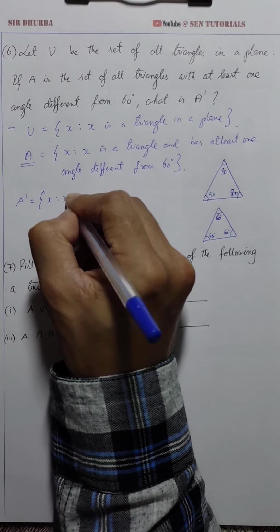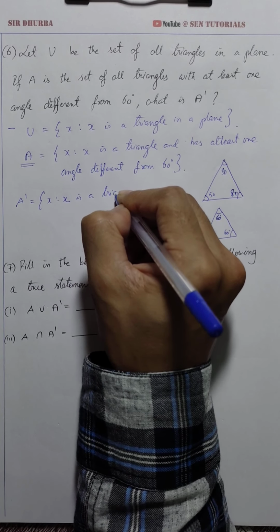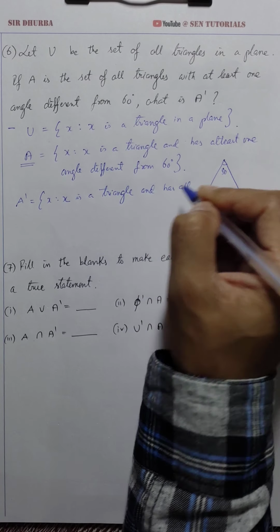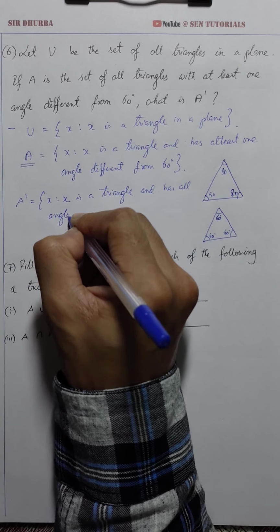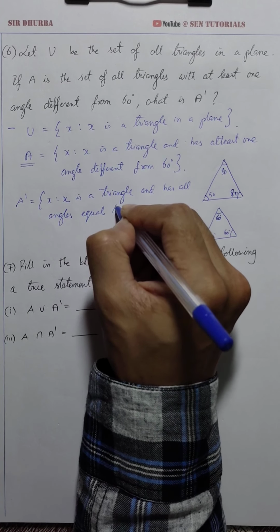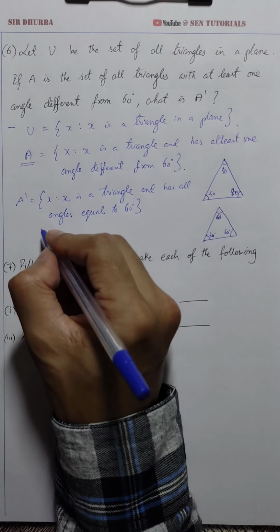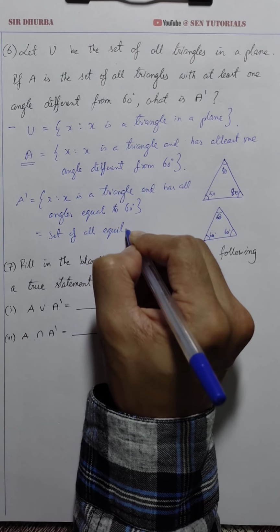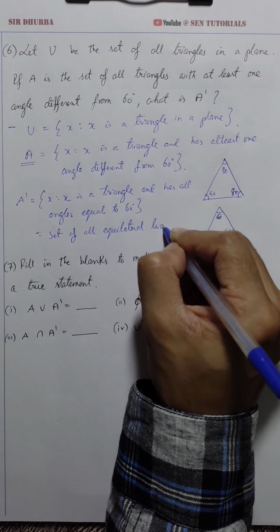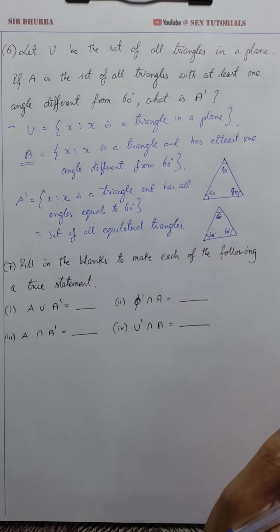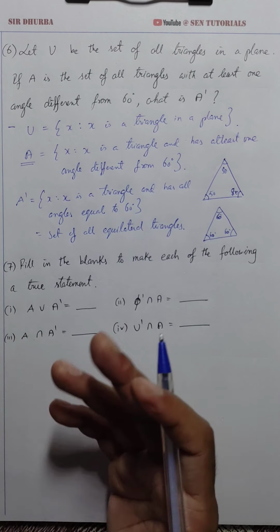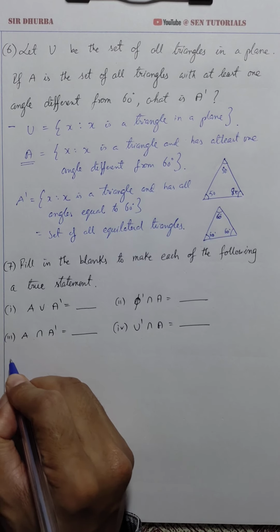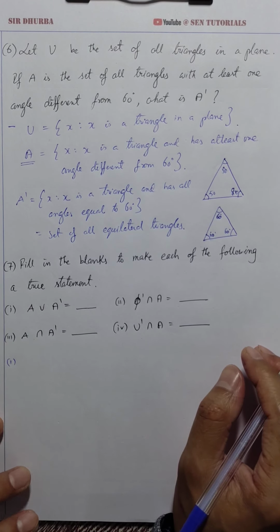So that is X, such that X is a triangle and has all angles equal to 60 degree. That is simply the set of all equilateral triangles. Simple as that. We need to really use our concept imagination also. Okay. All right. Next, fill in the blanks to make each of the following a true statement.